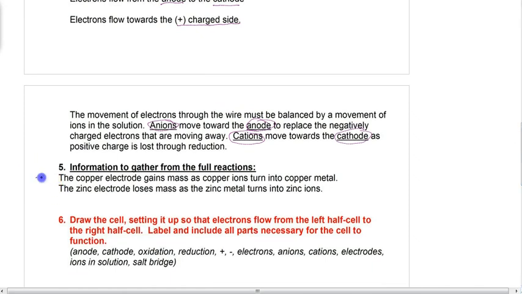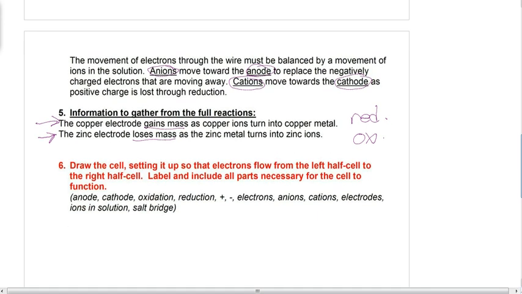We also know that the thing that's being reduced is going to gain mass as the ions turn into solid metal, and the thing that's being oxidized will lose mass. Maybe we should write that in. Reduced means it gains mass, oxidized means it loses mass, and we saw that in the in-class animation. Okay, now the important part.